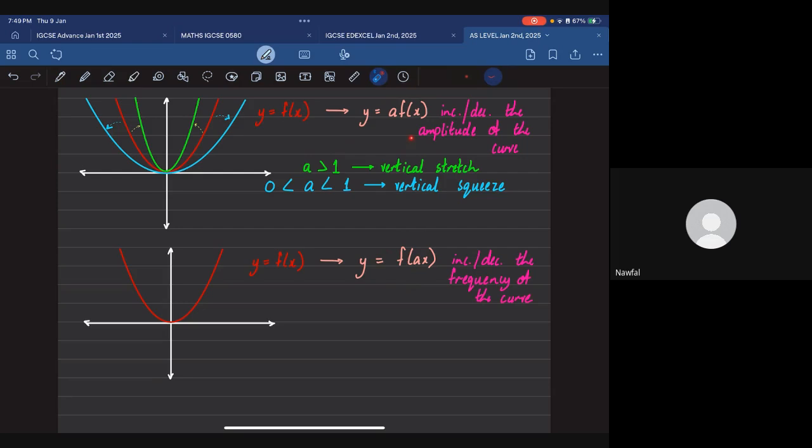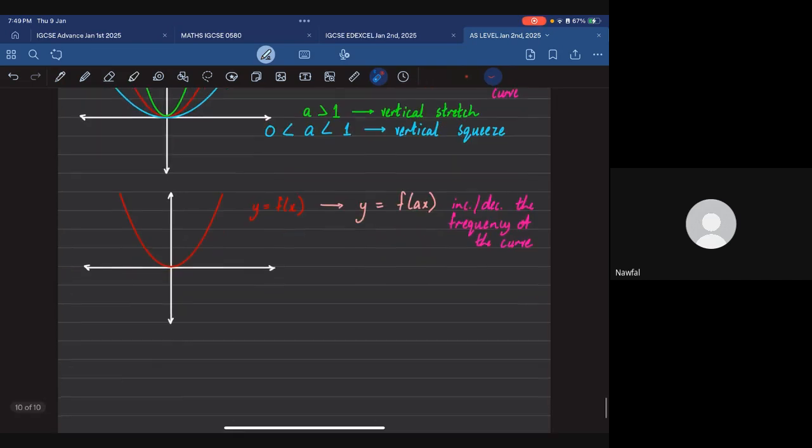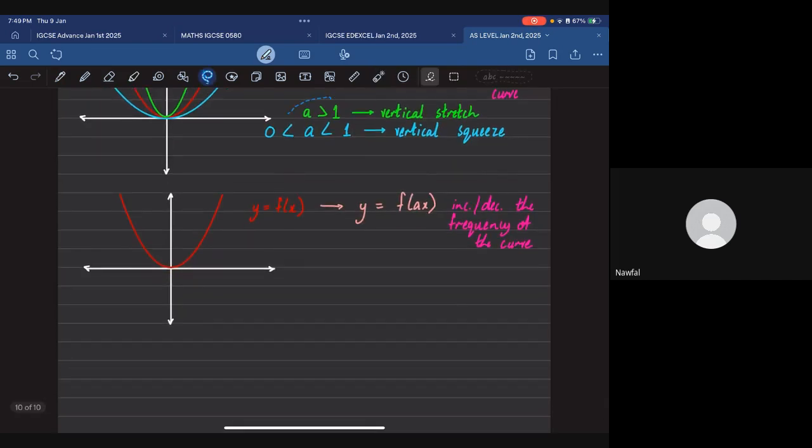So the increase or decrease in the amplitude happens when something multiplies with the entire equation, whereas if something multiplies with only x, you're going to have an increase or decrease in the frequency of the curve. Now, again, two possible outcomes you can have. Let me write it down right here: a could be greater than 1 or a could be less than 1.